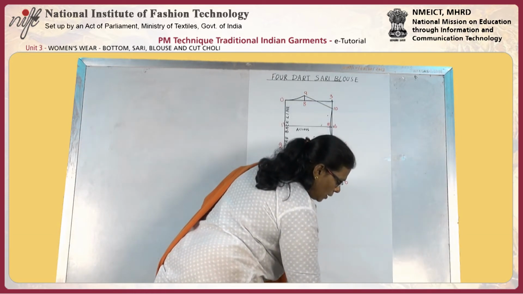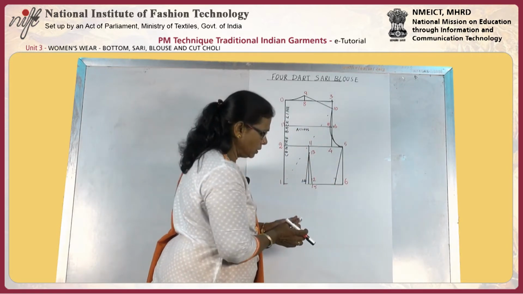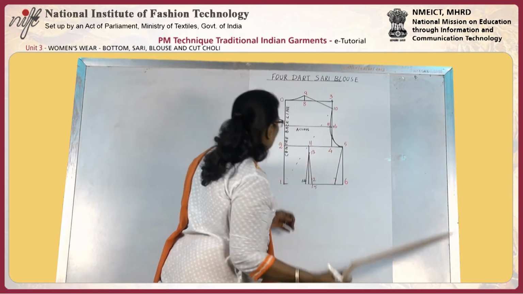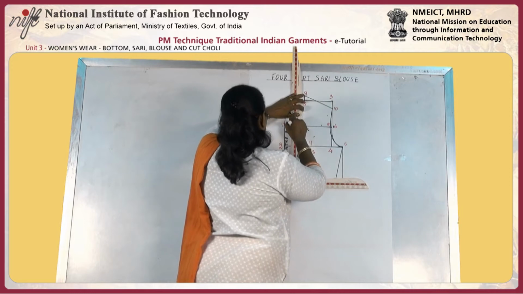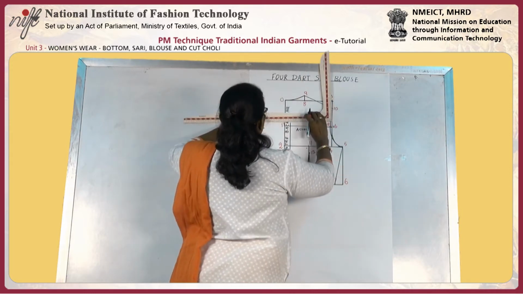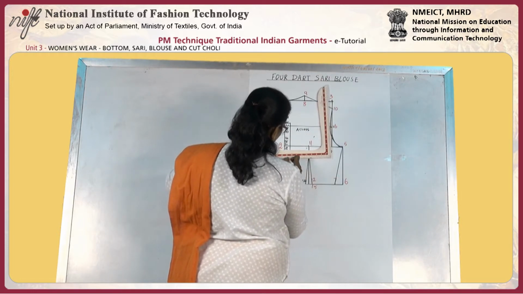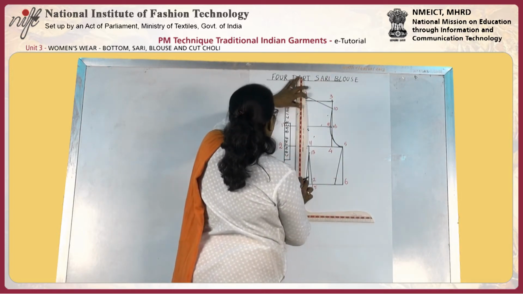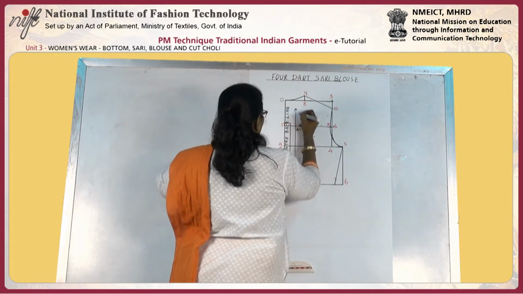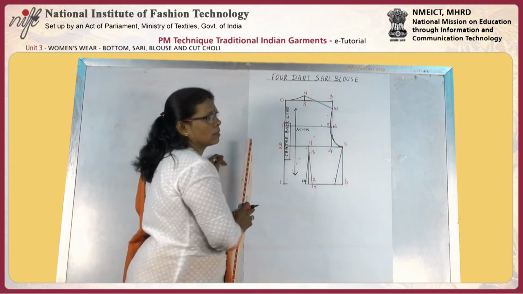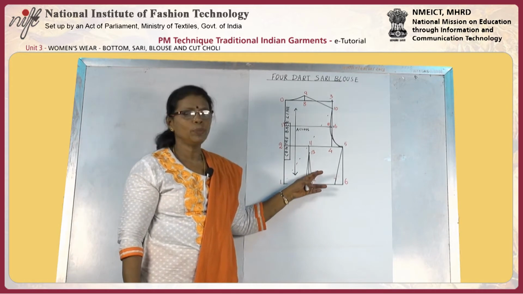Then if you wanted to have the opening at the front, the center back should be on fold, and mark the folding mark, and the grain line should be parallel to the center back line. And we can cut one piece.